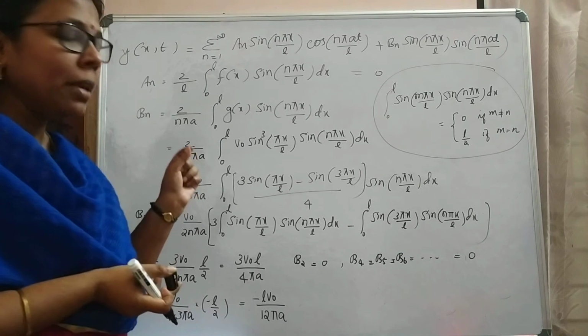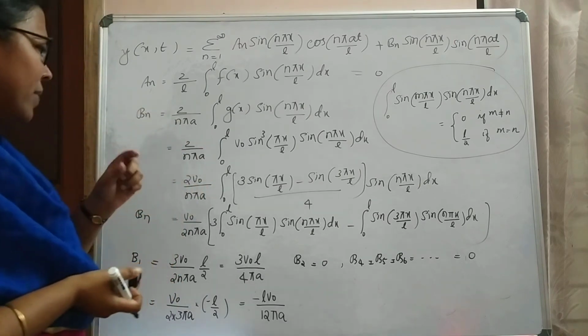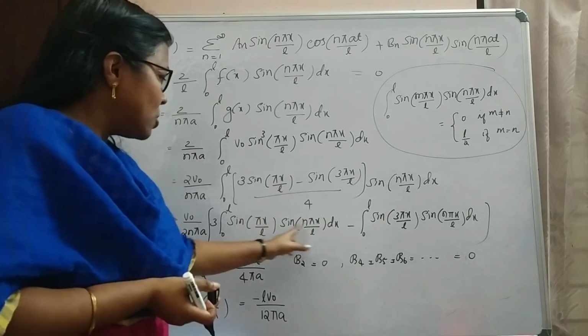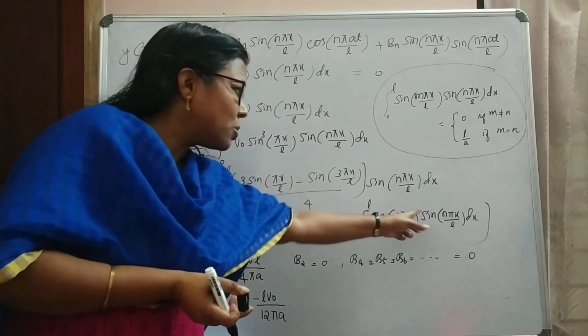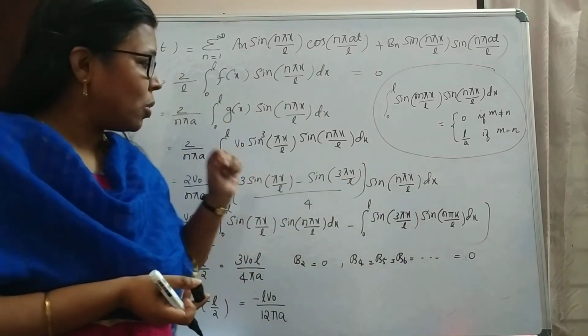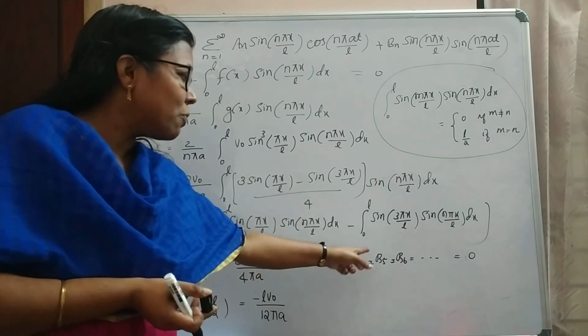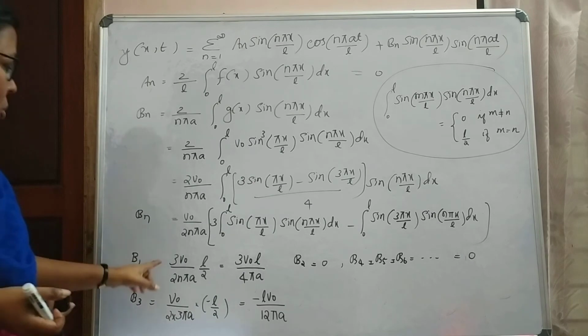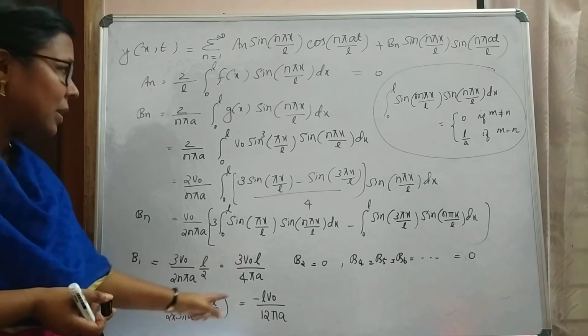Now we have to find b4, b5, b6 etc. All other values are 0 because these two parts will not be the same for all the values like b4, b5, b6 etc. That is all other values are 0. Only b1 is here and b3 is here.